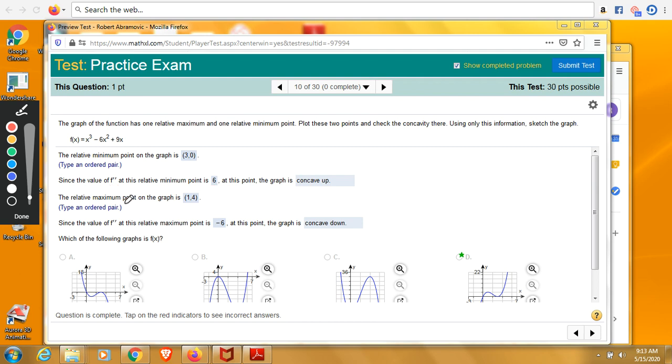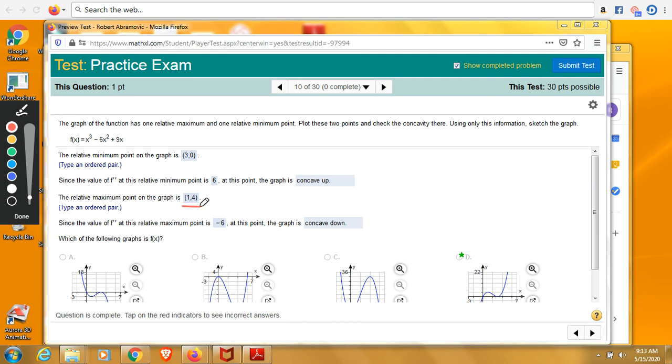The relative maximum point in the graph is 1, 4. So when we plug in 1 to this function, we get 1 minus 6 times 1, which is negative 5, plus 9, which is 4. Since the value of f double prime at this relative maximum point is -6, so we saw it was 6 times 1 minus 12, which is -6, the graph is concave down there. Concave down is like a frown or a hilltop. A hilltop has a peak, which is a local maximum.